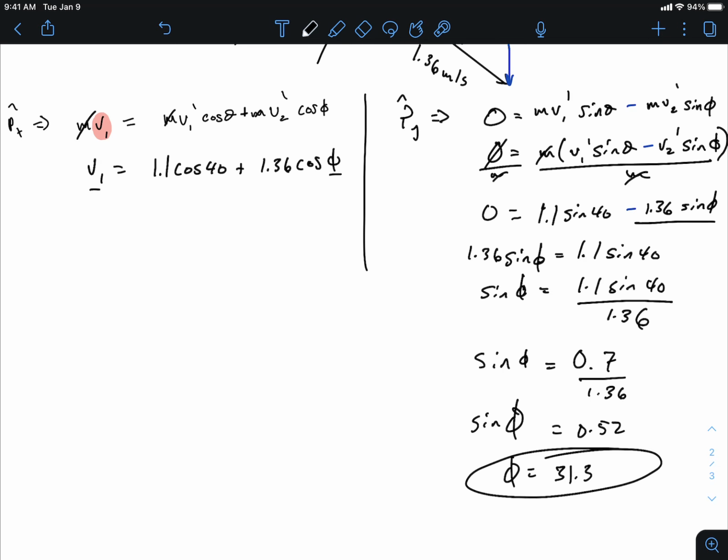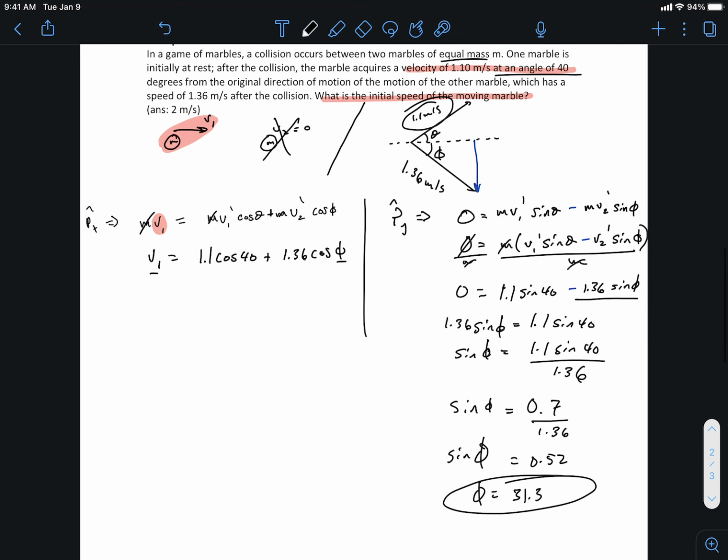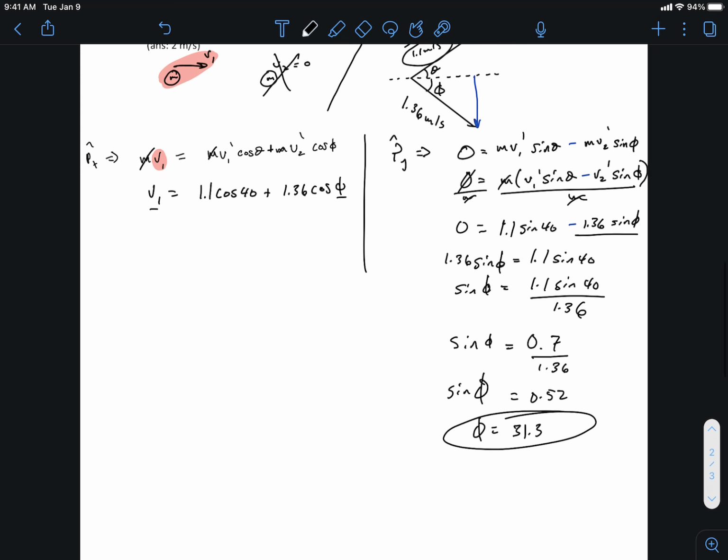Now, in terms of answering the question this time, right? We know all the final information, right? We're using this to plug into here so that I can find what V1 is. And that's it, you're done. As soon as we do this, the question's over, right?